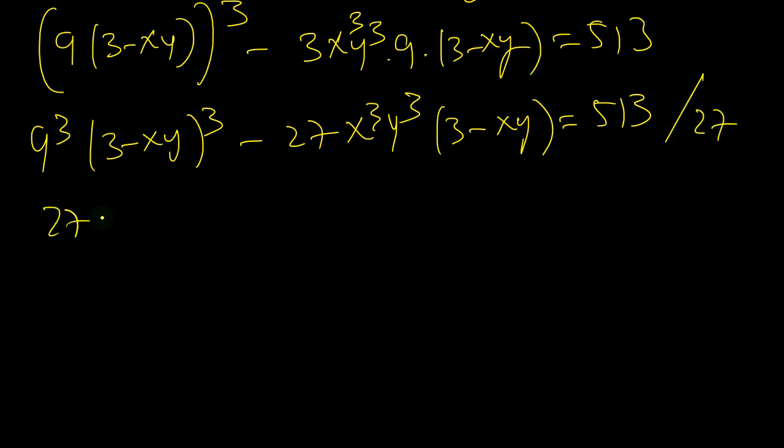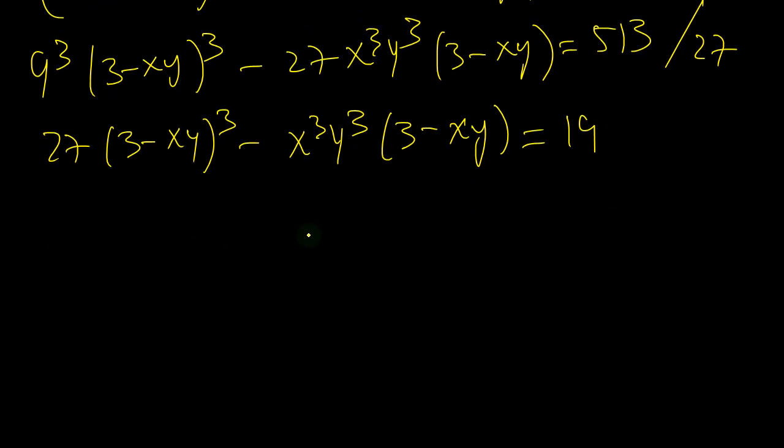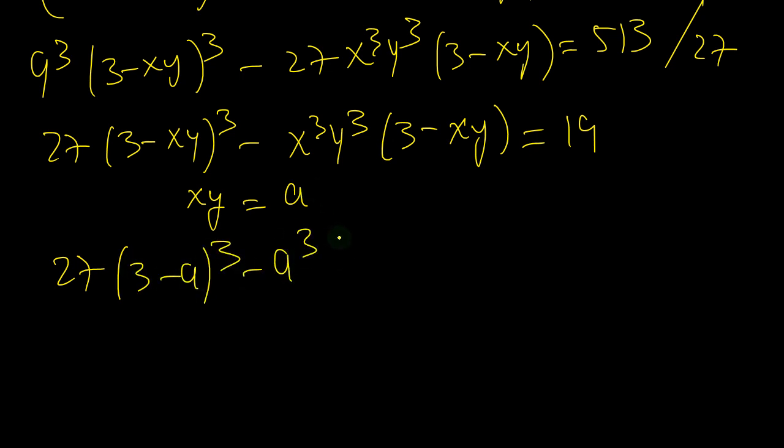So here I'm gonna have (3 minus xy) to the 3 minus x to the 3, y to the 3, times (3 minus xy), right? And then this is equal to 19, right? So simplifying these terms, I'm gonna say actually here xy equals a. So I'm gonna have (3 minus a) to the 3 minus a to the 3, which multiplies (3 minus a), equals 19.